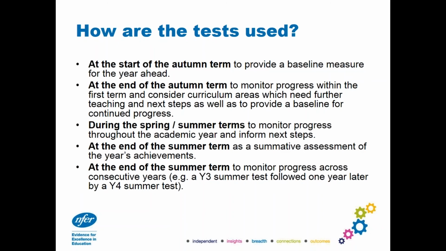So I'm just going to briefly go through this slide, which talks about how you might use those different termly tests. The autumn term test can be used as a baseline measure for the year ahead, but it can also be used at the end of the autumn term to monitor progress within the first term and consider areas where you might need further development for your pupils. Similarly, they can be used formatively in the spring and summer terms to monitor progress and inform next steps, but they can also be used at the end of the summer term as a summative assessment of the year's achievements and also as a way of measuring progress year on year.